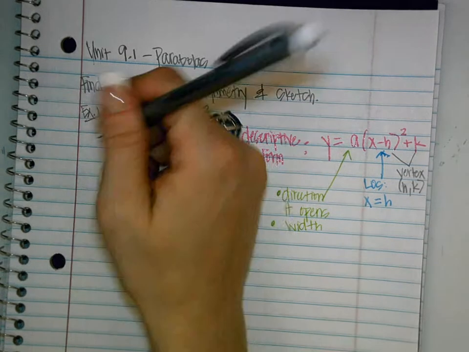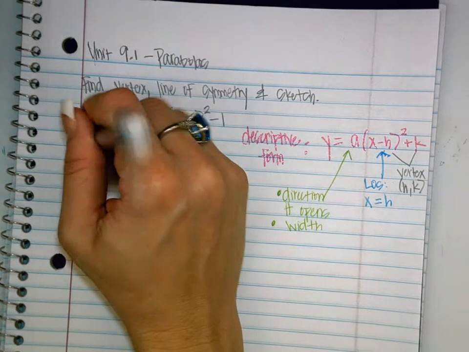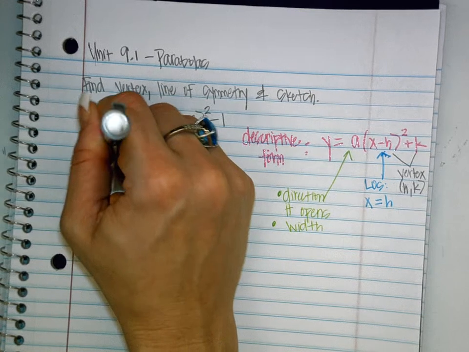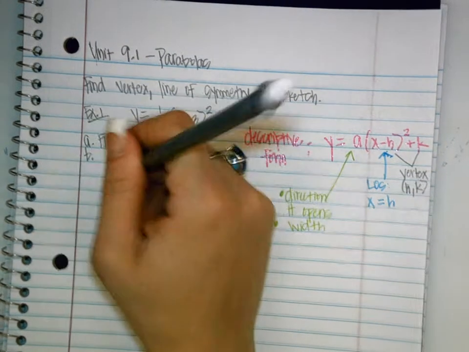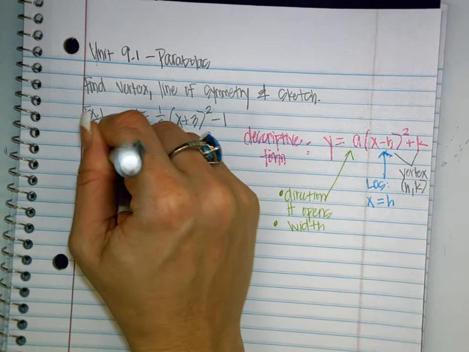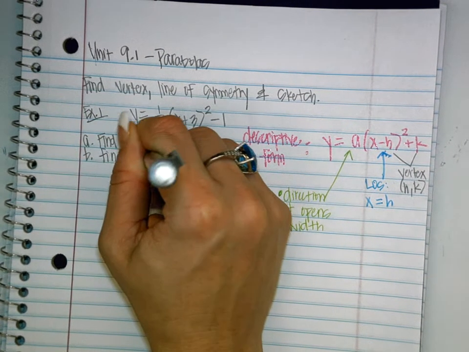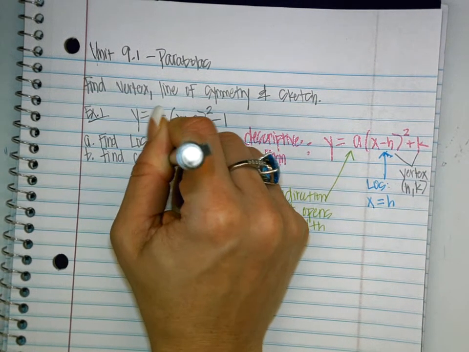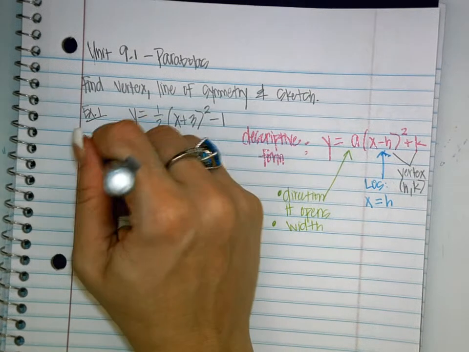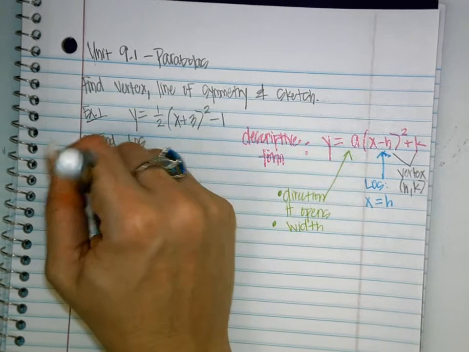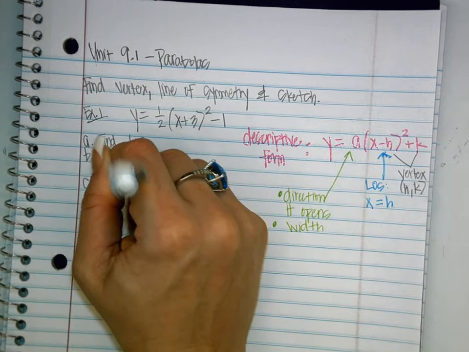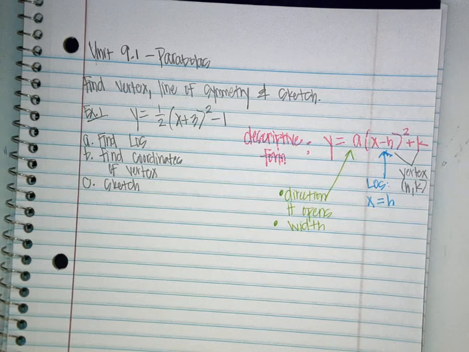So every single one of these parabolas is going to have 3 different parts. First, we're going to find the line of symmetry, and I'm just going to abbreviate that as LOS. The B portion is going to ask you to find the coordinates of the vertex. And then finally, the C portion is going to ask you to sketch the parabola.